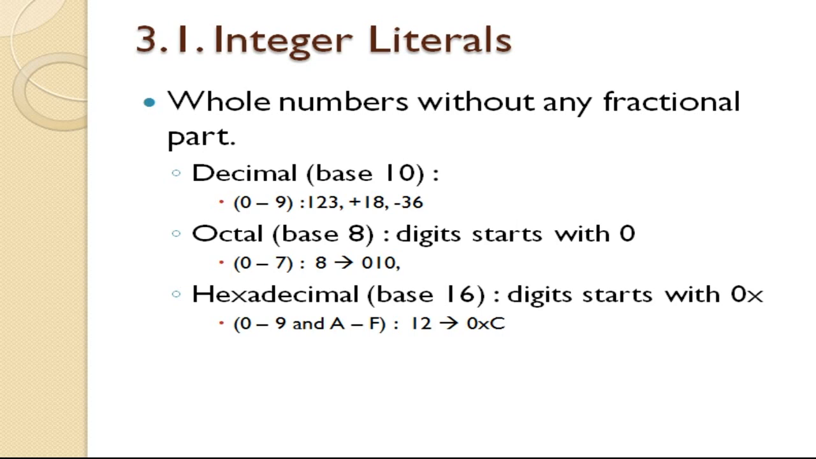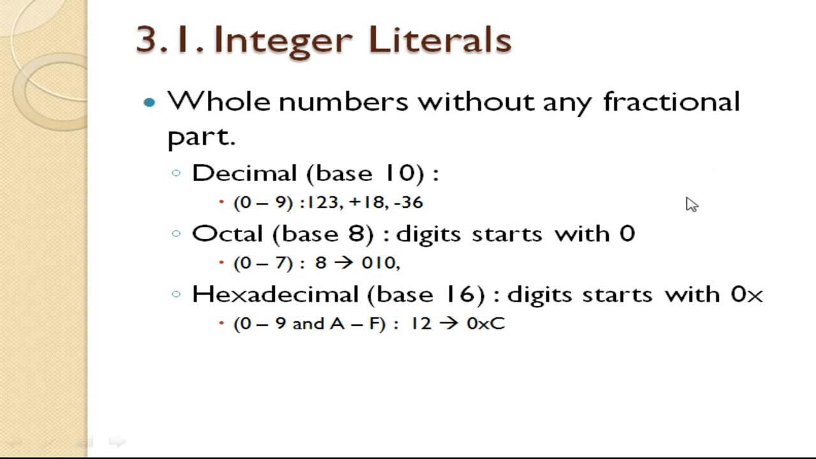Octal has a base 8, and it has the numbers from 0 to 7. If any number starts with a 0, that is an octal representation. Next is hexadecimal, the base is 16. It has 16 numbers, so 0 to 9 is the first 10 numbers. The remaining 10, 11, 12, 13, 14, 15 are represented with alphabets A to F, and it will be represented with 0x.